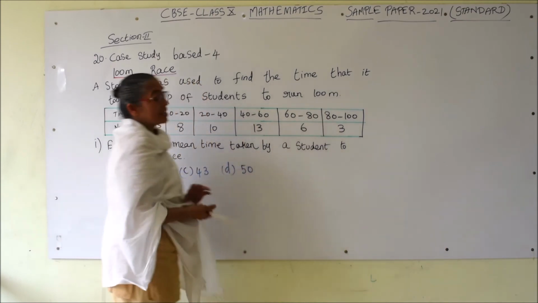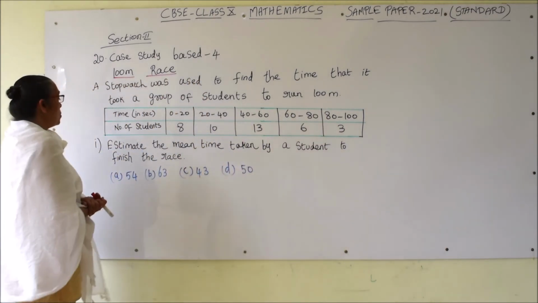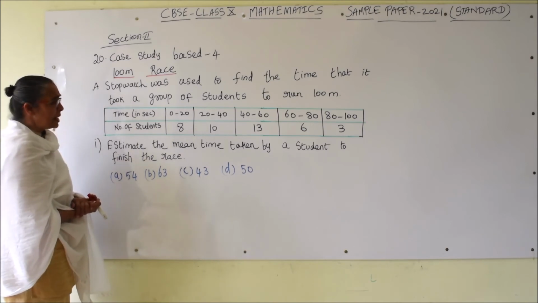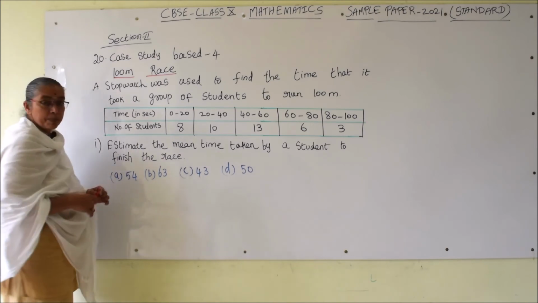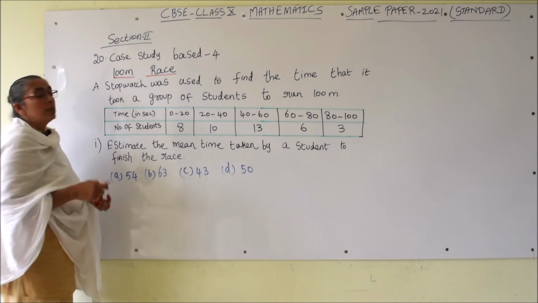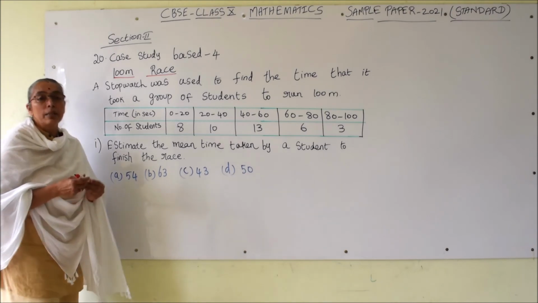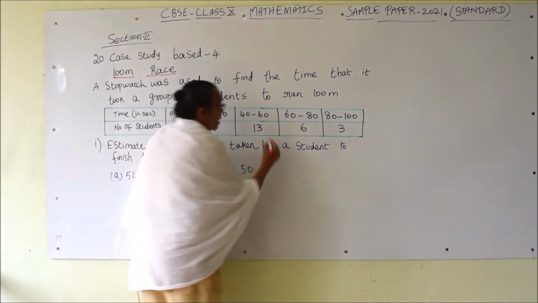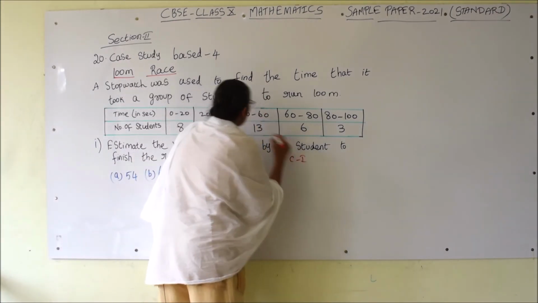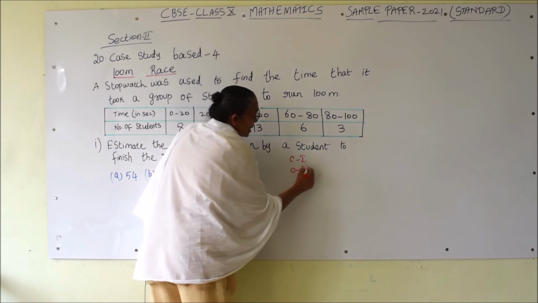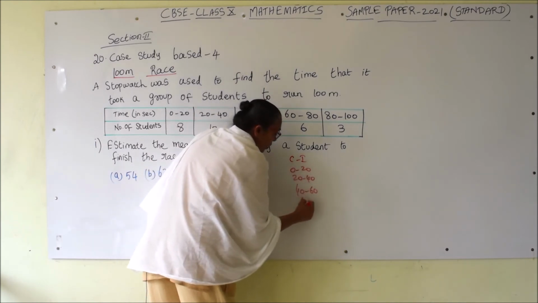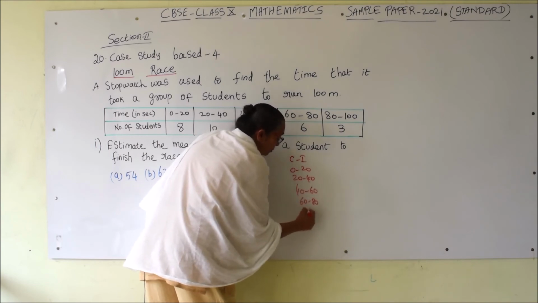Now, the first question: estimate the mean time taken by a student to finish the race. So how to find the mean? Which method can we use here? The best method to use here is the direct method. For the direct method, the first column is the class interval column, which is given as 0 to 20, 20 to 40, 40 to 60, 60 to 80, 80 to 100.